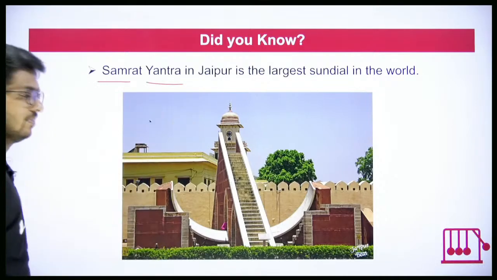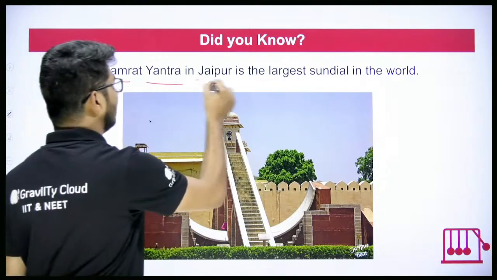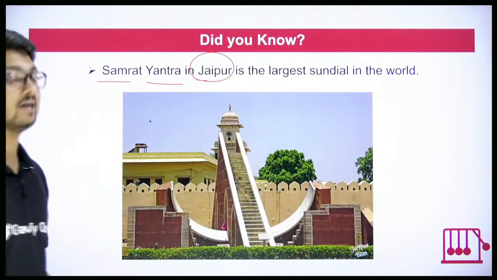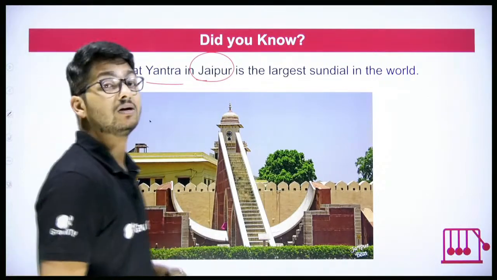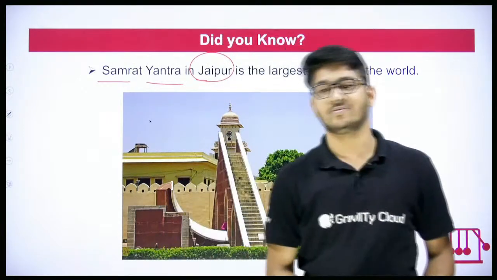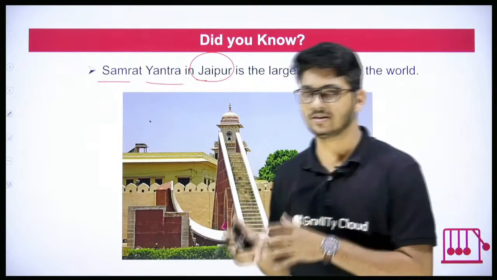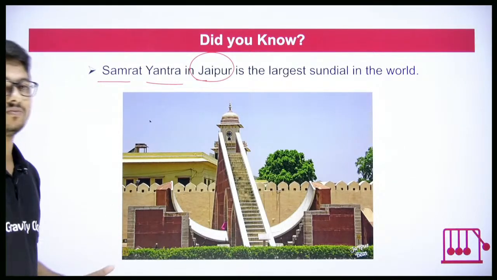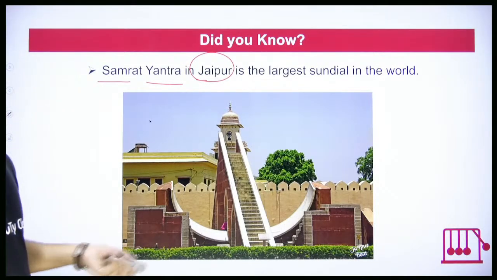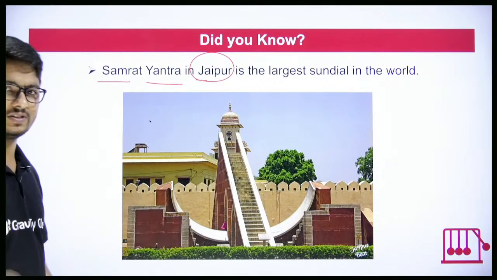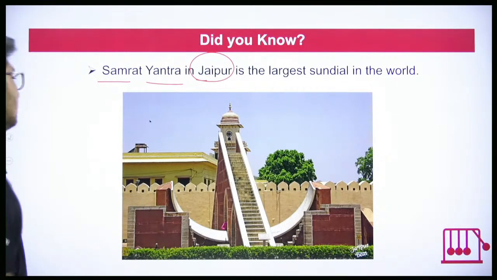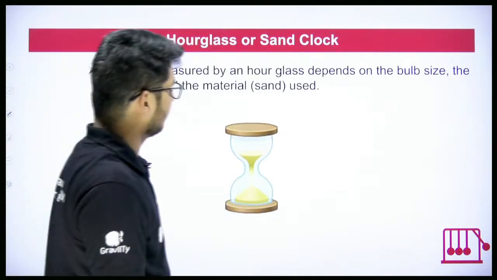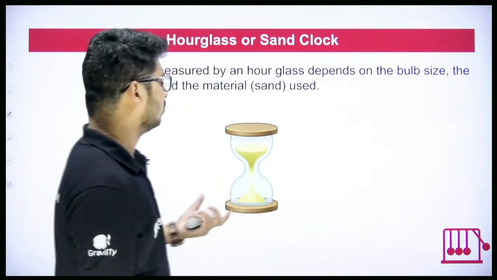Samrat Yantra. In Jaipur, which is in Rajasthan. The Samrat Yantra in Jaipur is the largest sundial in the world. So if you have a chance to visit Jaipur, please do visit this, and please do appreciate the construction. It is the largest sundial in the world. Good? You can see the image here, but please do visit Jaipur. It's a very interesting, very beautiful city.